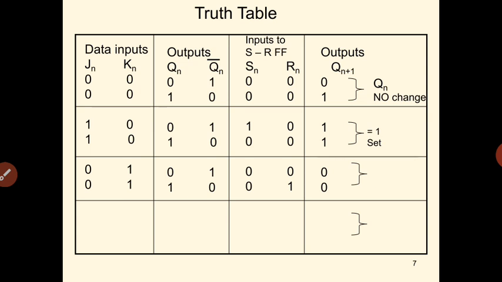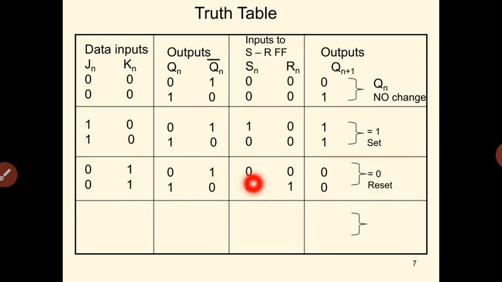And when you come to the third combination, that is for J is equal to 0 and K is equal to 1, irrespective of its previous output, you will always be getting the output as 0. That means the flip flop is in reset state.